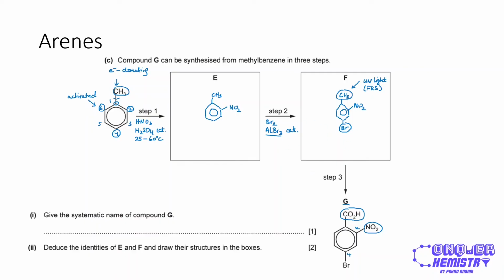Now in step 3, we will convert the CH3 into CO2H, and this is an oxidation of the alkyl substituent. For this, we will need hot alkaline KMnO4.